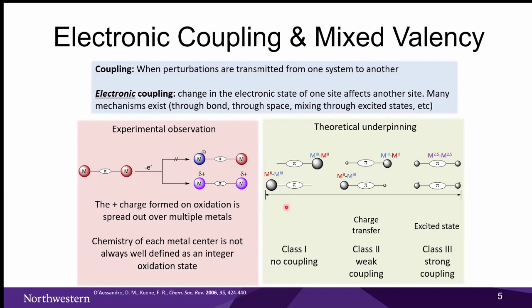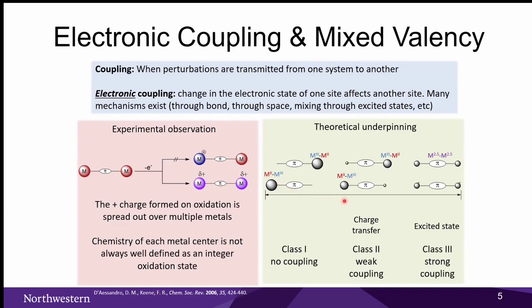So in the class 1 regime, where you have no electronic coupling between your metals, you can envision that you have molecular orbitals that are predominantly localized on each metal. So this will actually behave like this top system over here. There is no communication between them.